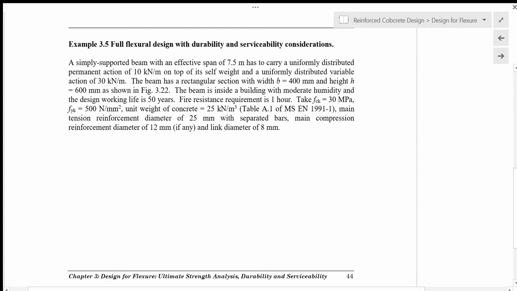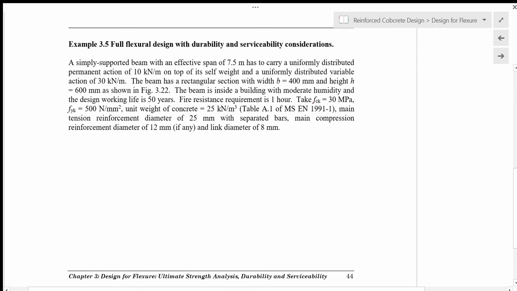The beam has a rectangular section with width equals to 400 mm and height equals to 600 mm as shown in the figure below. The beam is inside a building with moderate humidity and the design working life is 50 years. Fire resistance requirement is 1 hour.